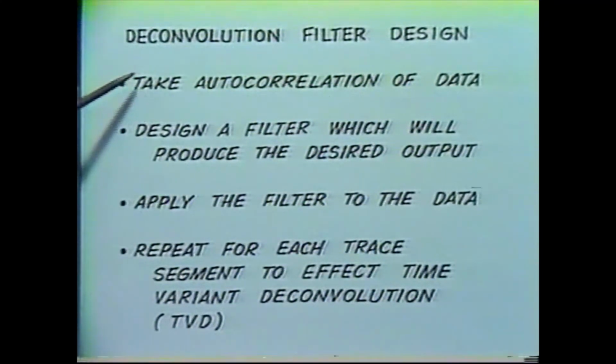The autocorrelation of a trace contains information about that pulse shape or the effective wavelet that's common to all reflectors on the trace, and it also contains information about reverberations.